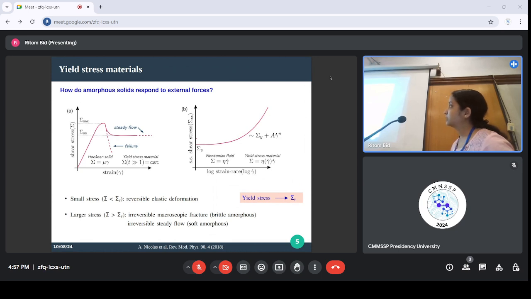Now, if the steady flow properties are analyzed, then most of these amorphous systems are found to follow a power law behavior, which is known as the Herschel-Bulkley law. And in the low limit of this power law fit, we can determine the yield stress of these materials.